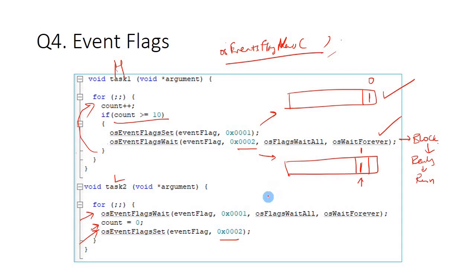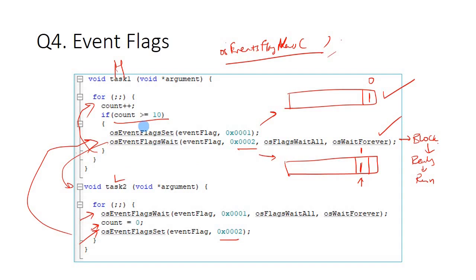So every time I go to task 1, I keep incrementing my count value. Once I hit 10, I will set bit 0 and wait for bit 1. That will allow me to do a context switch over to task 2, and task 2 will run. Bit 0 has already been set, so I'll just carry on to reset the count value and set bit 1, which task 1 is waiting for. The moment I do this, I'll be able to do a context switch back to here, and from there carry on with task 1.